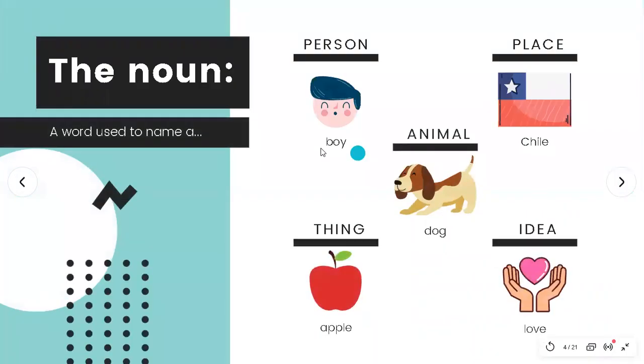Okay. So first we have the noun, and why is it useful? How do we use it? It's a word used to name a person, place, animal, thing, or idea. ¿No es cierto? Es sustantivo, nombre de una persona, lugar, animal, cosa o idea. For example, a boy. Here we have a noun, boy. Place like Chile, animal like dog, thing like apple, idea like love, right?